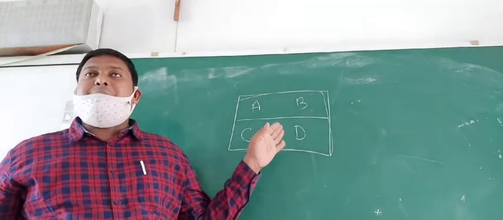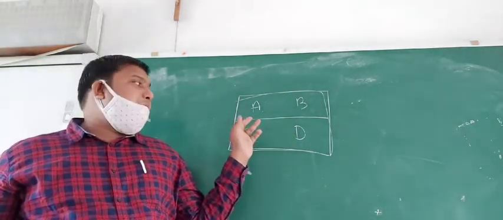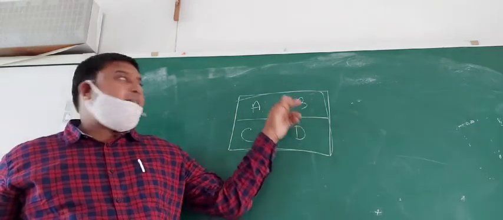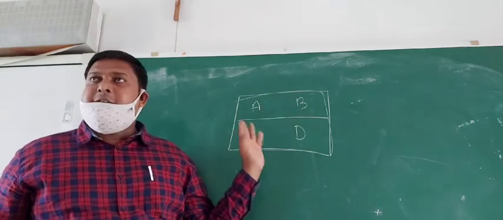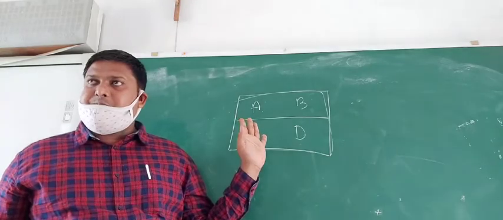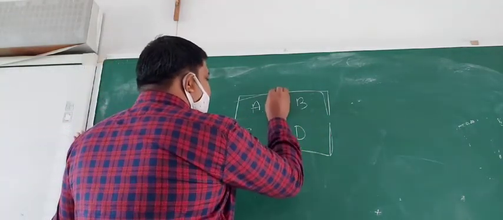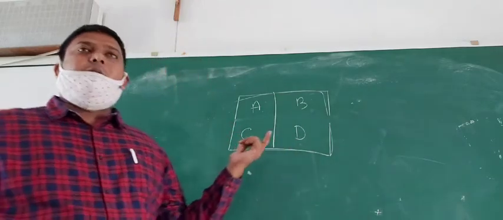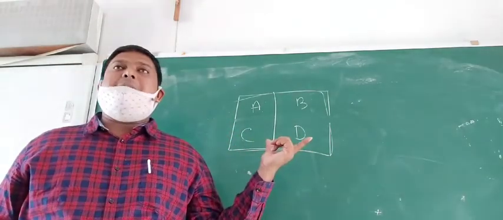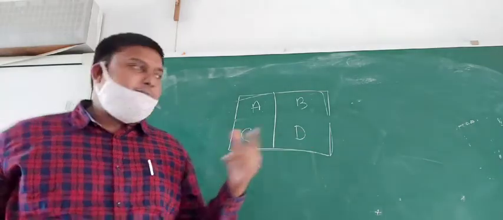The line between the columns. The line between rows are there, but the line between the columns are not there. Is it clear? Any doubt? Sometimes we are getting like that. What is hidden? The lines between the rows are hidden.